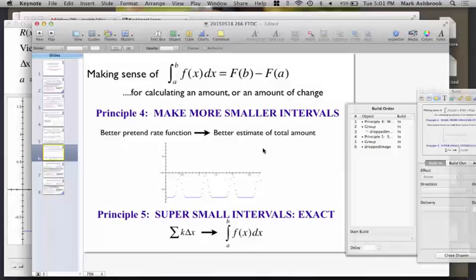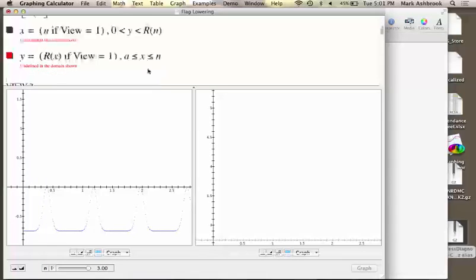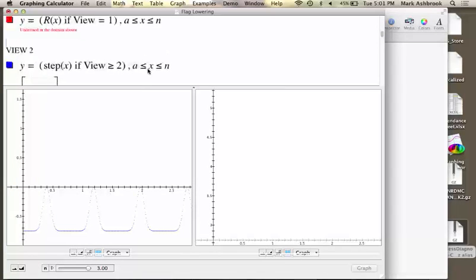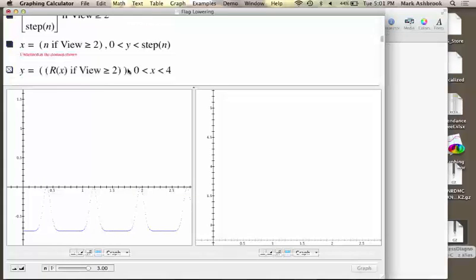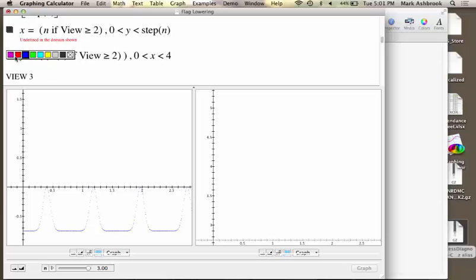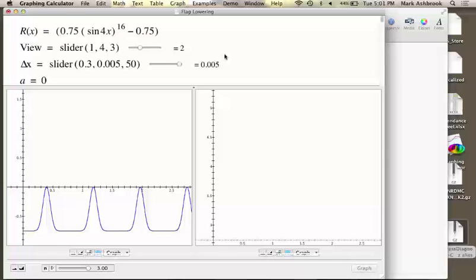Go back to the flag lowering problem here. And now I want to show you, when delta x is super small, like I'm showing here, it's virtually the same as the actual function. So we're assuming that delta x is really, really small, and we've got this exact rate function of the rate of change of the flag, okay?